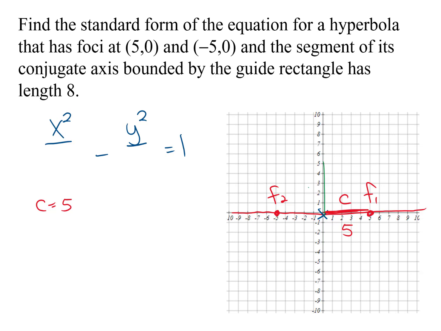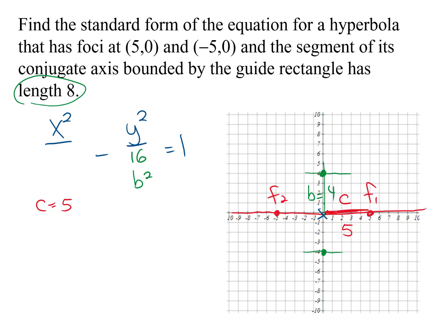Now the other piece of information I'm given is the conjugate axis. So the conjugate axis is going to run vertically through the center, and it has a length of 8 for the guide rectangle. It's got to be symmetric, so it has to go up 4 this way and down 1, 2, 3, 4 from the center this way. So those are 2 points on the guide rectangle. And because they are on the conjugate axis, that will be underneath the y. So I know b equals 4, so b squared, what's underneath the y, will be 16.